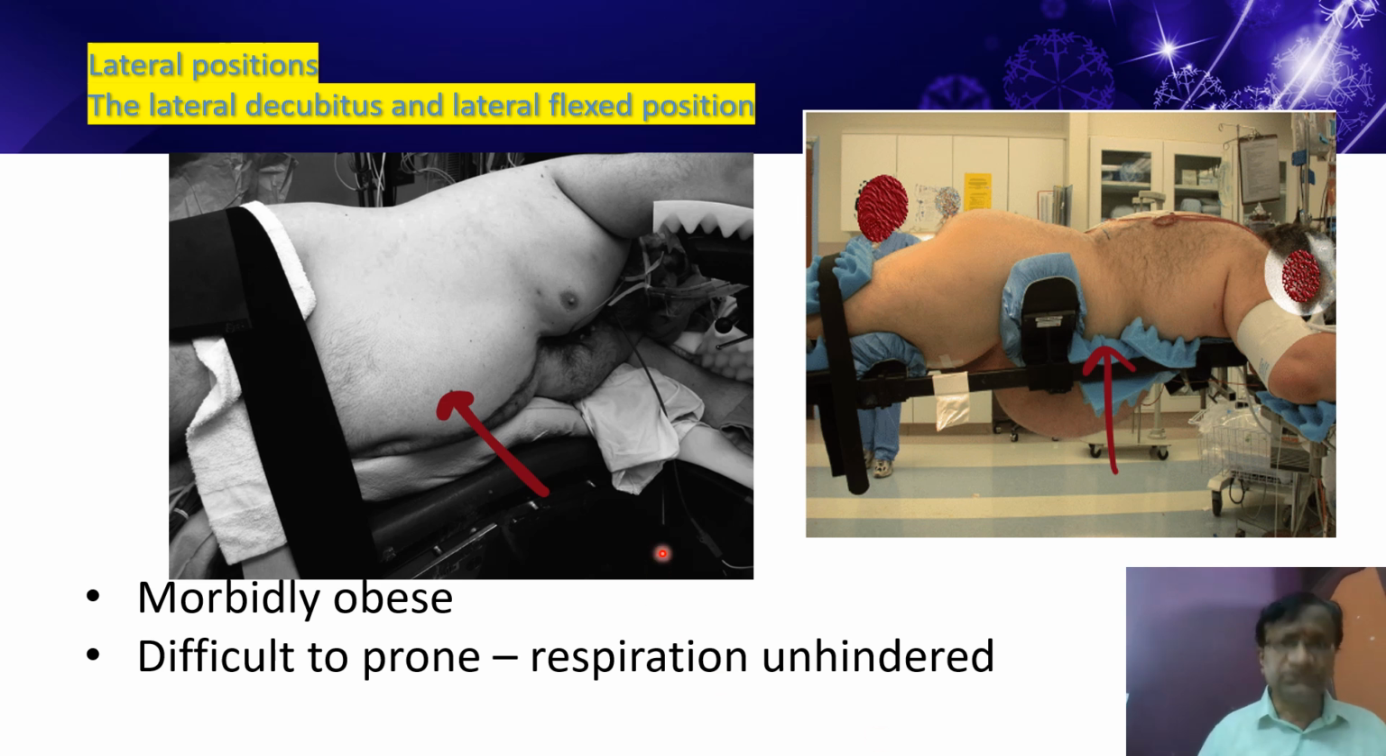Lateral decubitus, lateral flexed. In the morbidly obese, it is difficult to go prone. Sometimes we can use lateral positions.